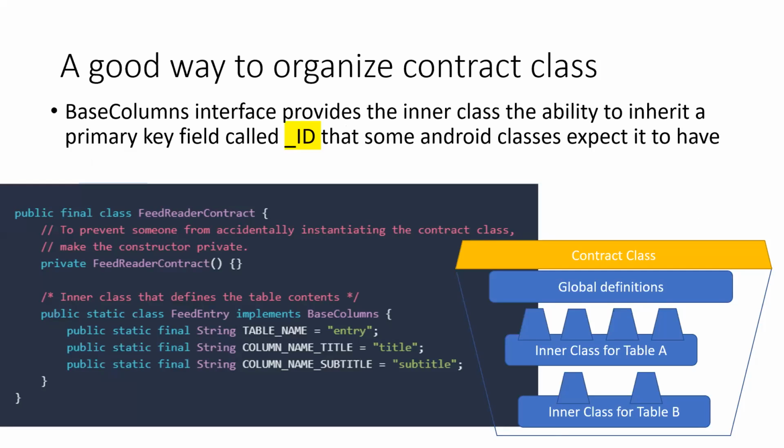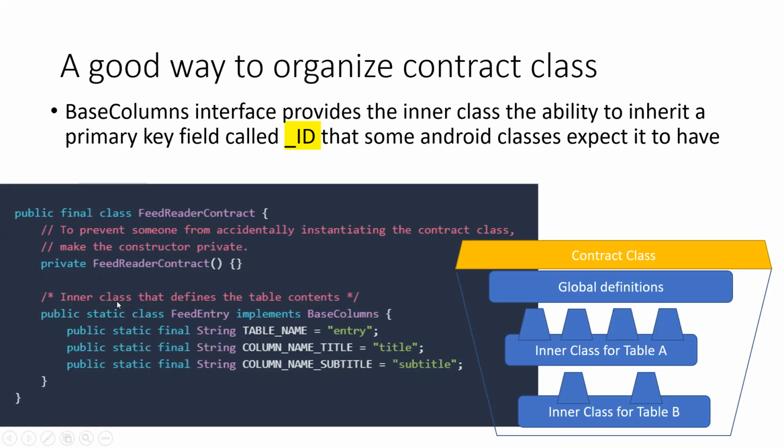This feed reader contract represents your contract class. To prevent someone from accidentally instantiating a contract class, make its constructor private. Here you have made the constructor private, and you have not written anything in the constructor, you just opened it and closed it. This was just to say that your constructor has to be private, so that nobody can accidentally instantiate a contract class.